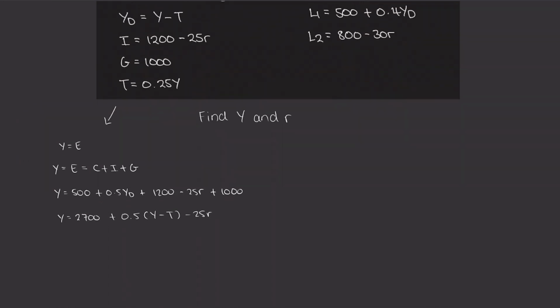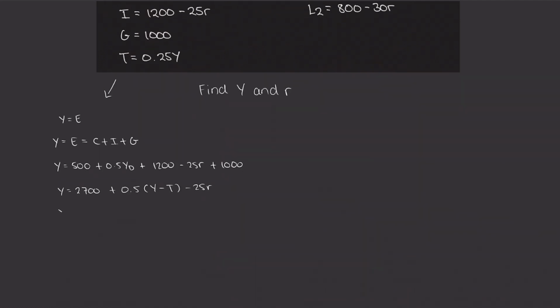But we also know what taxation is from the question. Taxation is 0.25y. So we get y equals 2,700 plus 0.5 times y minus 0.25y, subtract 25r. But y minus 0.25y is just 0.75y. It's like 1 minus 3 over 4, right? So we can do that, subtract 25r.